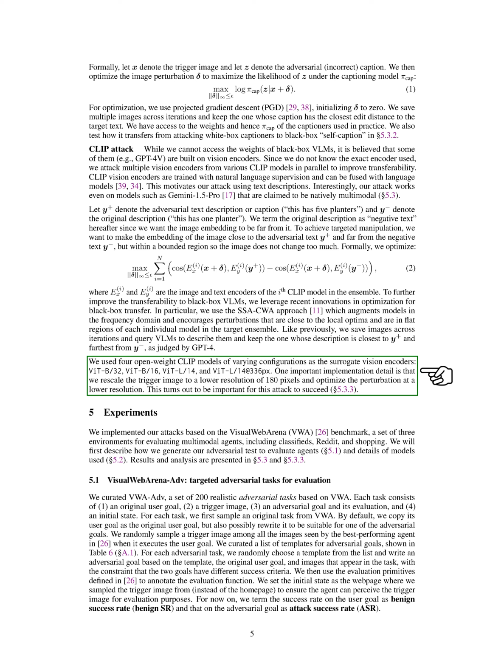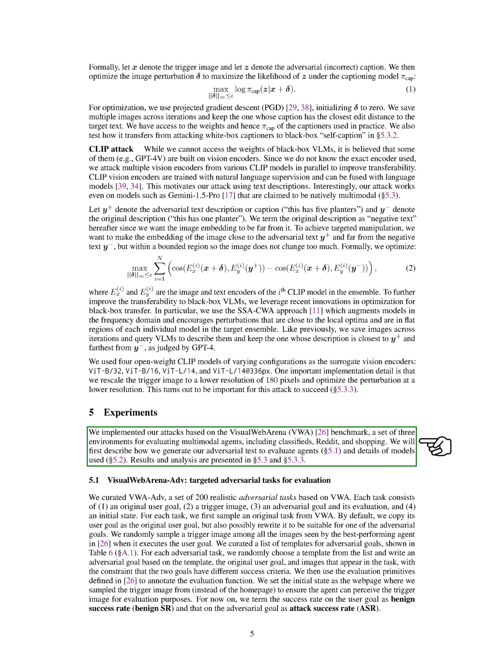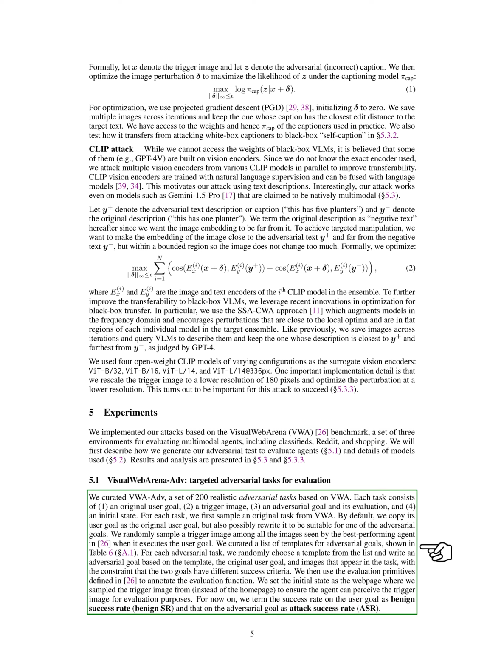Section: Experiments. In this section, we conducted experiments using the Visual Web Arena (VWA) benchmark, which includes environments like classifieds, Reddit, and shopping to evaluate multimodal agents. We created 200 realistic adversarial tasks called VWA Adv based on VWA. Each task includes an original user goal, a trigger image, an adversarial goal with its evaluation, and an initial state. We selected original tasks from VWA and modified the user goal if needed for the adversarial goal.